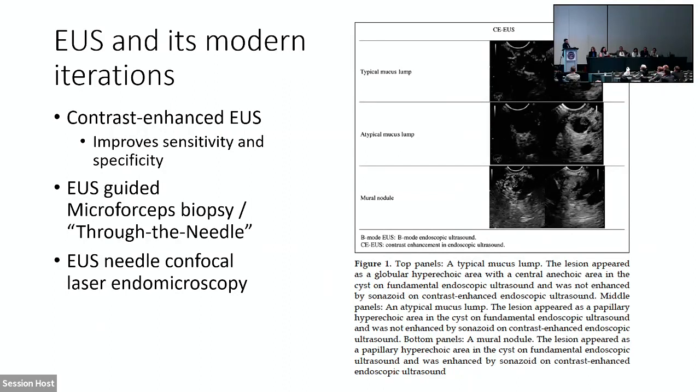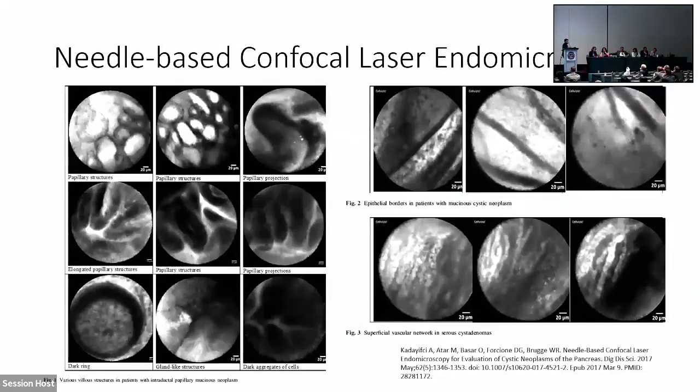So let's talk a little bit about EUS and its modern iterations. More than just the EUS, there is now contrast-enhanced EUS, which can improve the sensitivity and specificity in detecting the presence of true mural nodules and distinguishing them from mucin balls. And there's a lot of wizardry now associated with the EUS. There's microforceps biopsy, or through-the-needle biopsy with a small microforceps, as well as EUS needle-based confocal laser endomicroscopy, which is not entirely ready for prime time, but is something on the horizon. And that's kind of what that looks like.